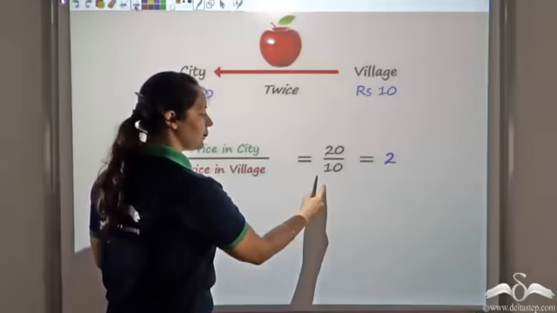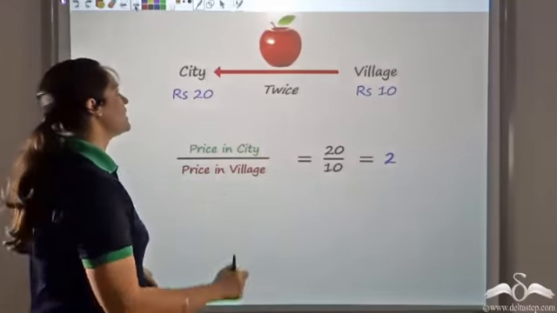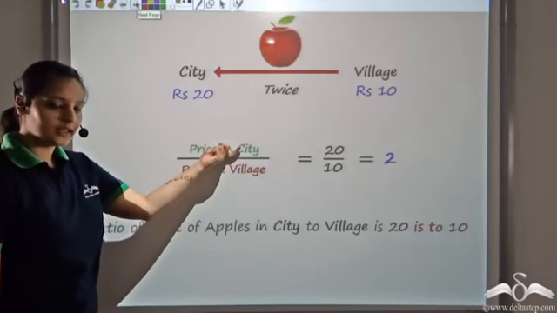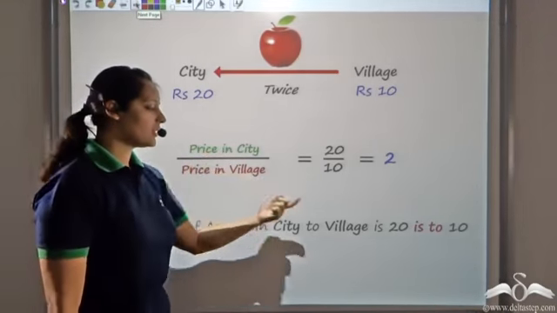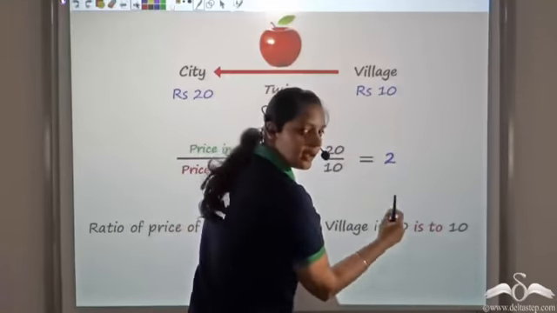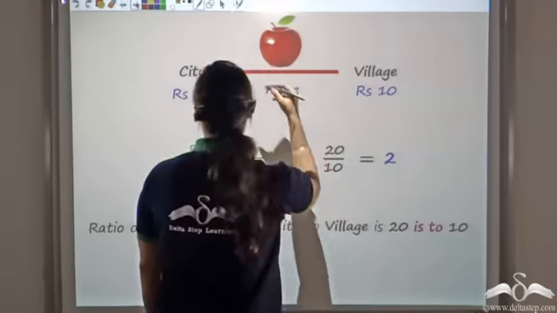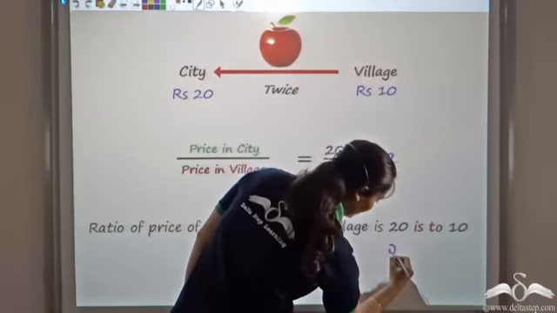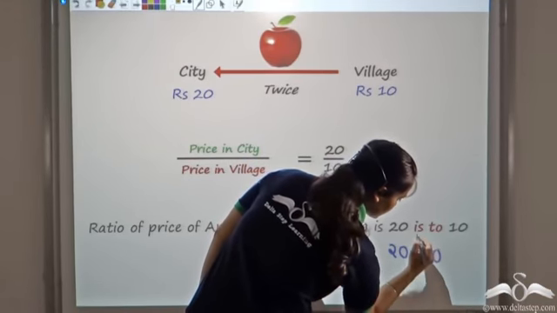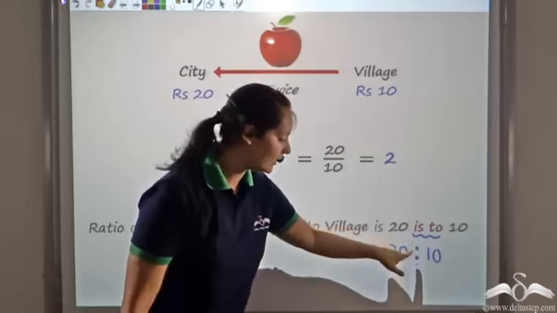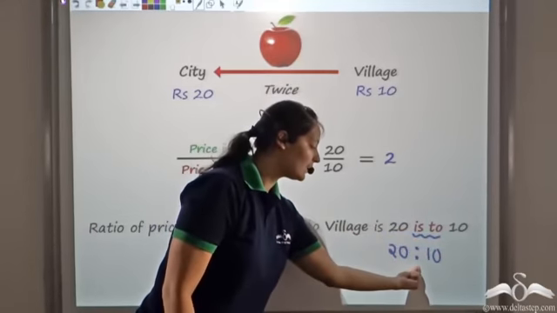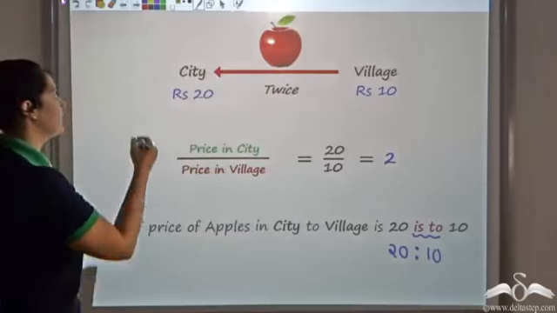Now I can write this thing, which is comparison by division, as a ratio. So I can say that the ratio of the price in this city to the price in the village is nothing but 20:10. And 20:10 as a ratio can be represented with this symbol, which is the notation for the word "to." So I say 20:10. This is how a ratio is written.